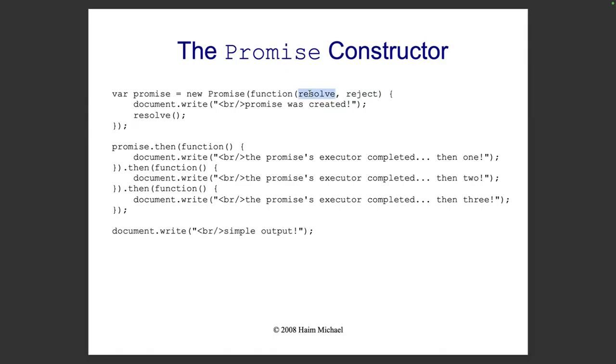If the first function is invoked, then it is a signal for success, meaning that the computation succeeded, the operation succeeded. If your code, for some reason, because something didn't work as expected, calls the second function, then it is an indication for a failure.